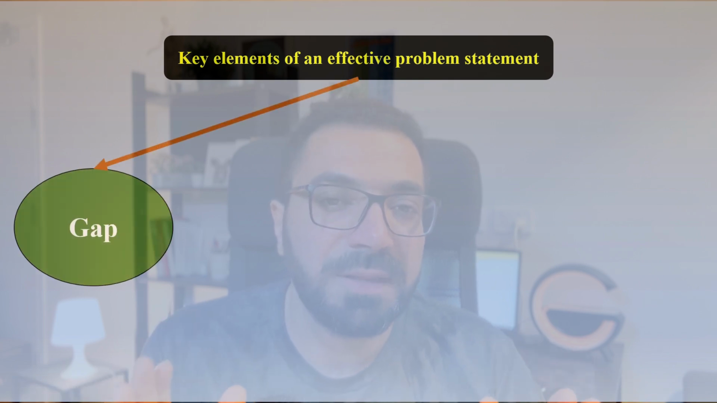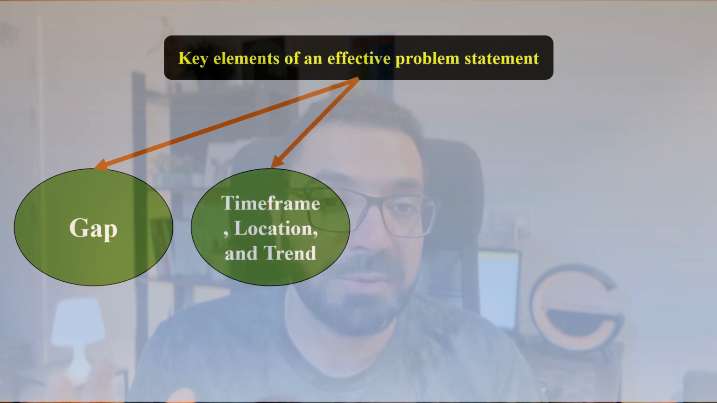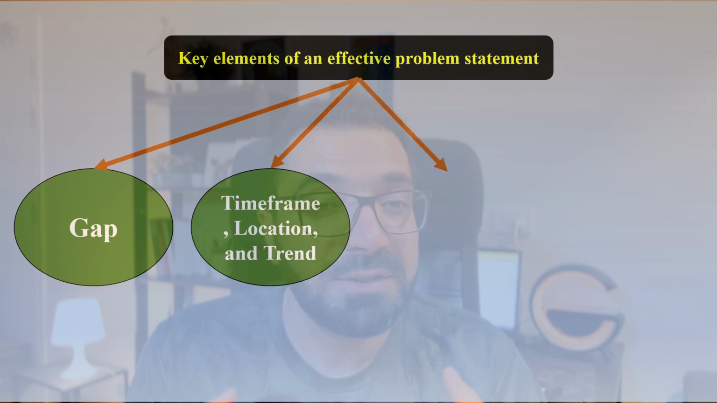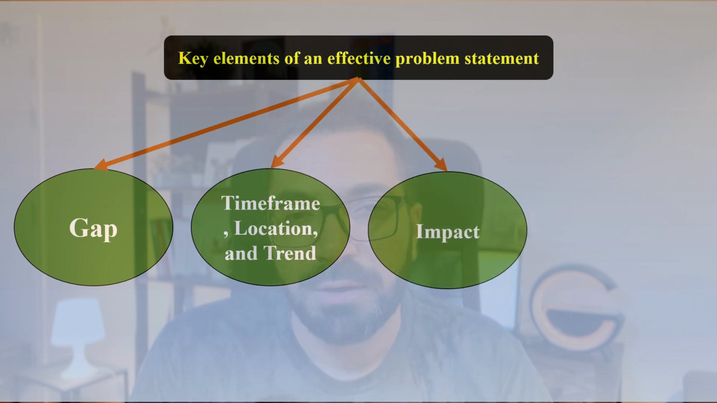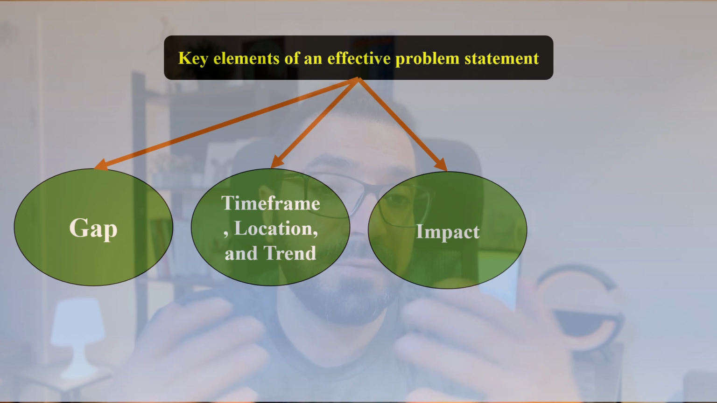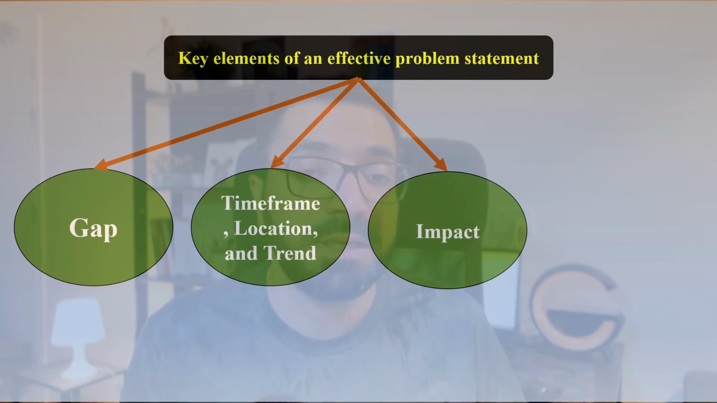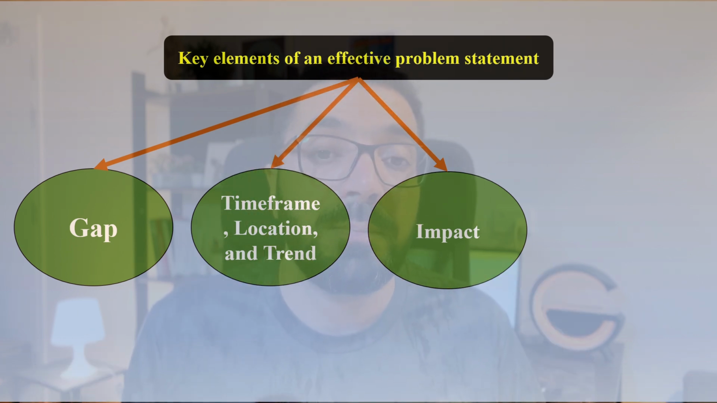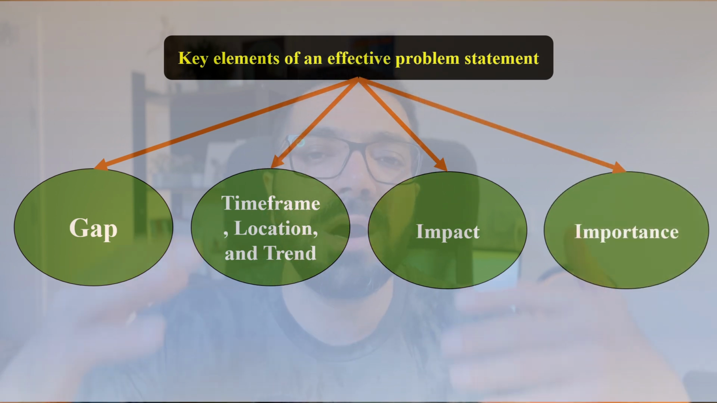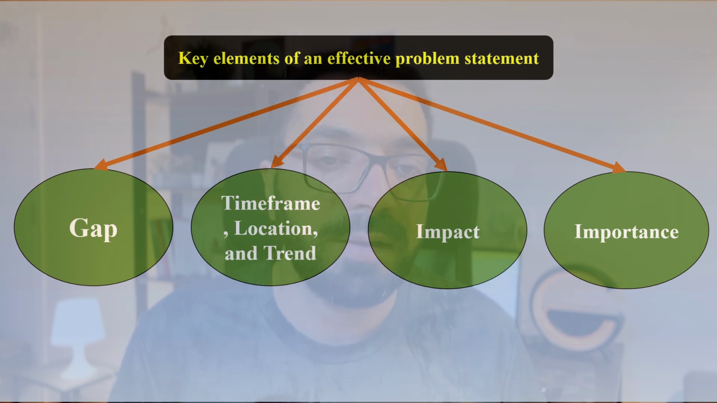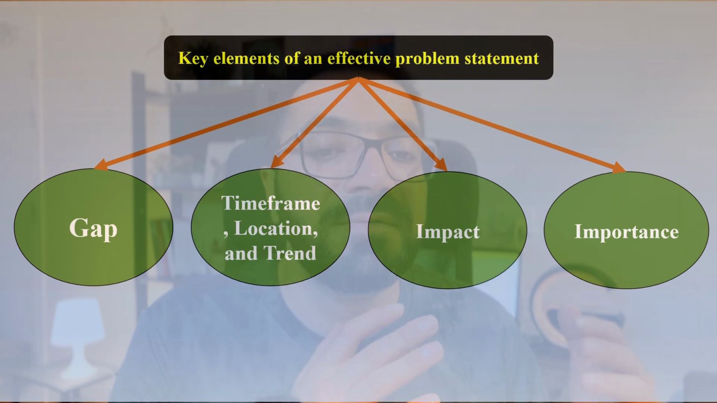Clearly identify the gap or pain point that exists today. Time frame, location, and trend. Describe when and where the problem was first noticed and any trend associated with it. Impact. Quantify the gap in terms of cost, time, quality, environmental factors, personal impacts, etc. Importance. Explain why solving this problem matters, whether to the organization, the individual, or another stakeholder, to emphasize the urgency of the issue.